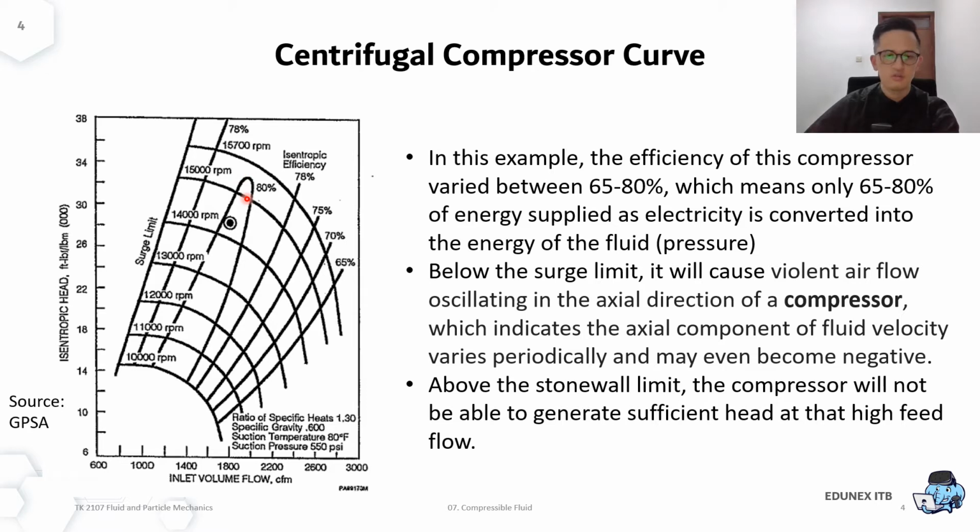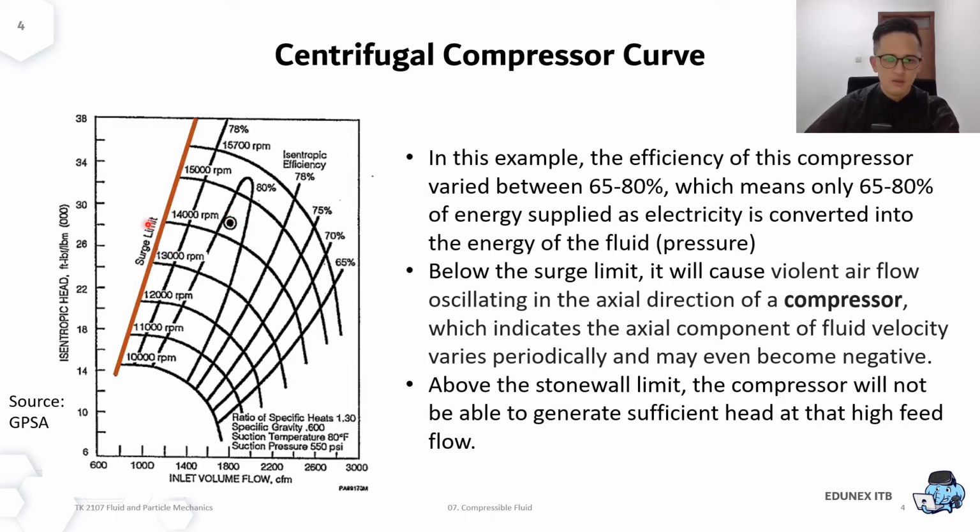It's similar to how to read a pump curve. So let's say you have 1600 CFM, and then you operate using 14,000 RPM, then you will get around 29 head generated with efficiency around 80% something. The difference between the compressor curve and the pump curve is that now you will have to very carefully look at the left extreme and the right extreme of the curve.